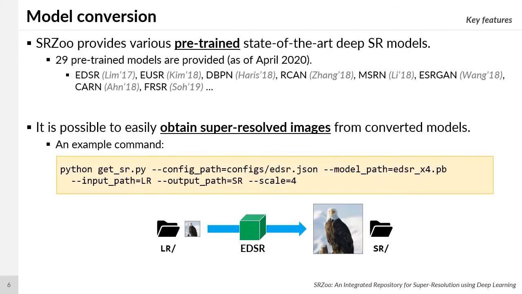Now, let me introduce the key features of SRZoo. The first key feature is the model conversion. SRZoo provides converting SR models to be compatible with tools in SRZoo. It already bundles 29 pre-trained models that are converted by our model conversion tool. This includes EDSR, EUSR, DBPN, RCAN, MSRN, ESRGAN, CARN, FSRCNN, and so on.